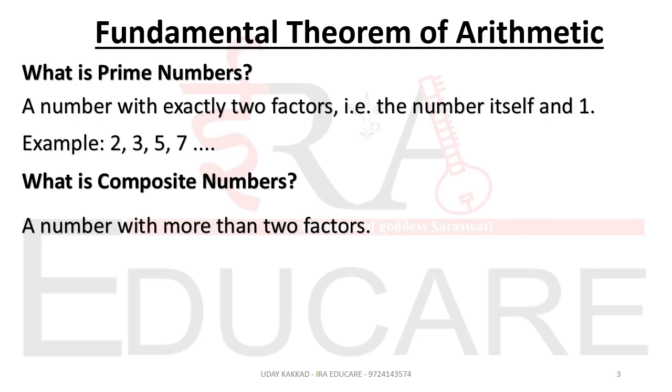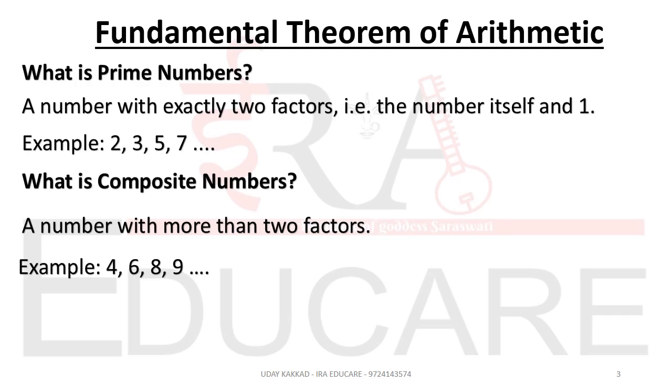But you can also divide it further, 3 threes are 9. So one more factor is there, that is 3. So the factors of 9 are 1, 3 and 9. Likewise 4, 2 twos are 4. So the factors of 4 are 1, 2 and 4.